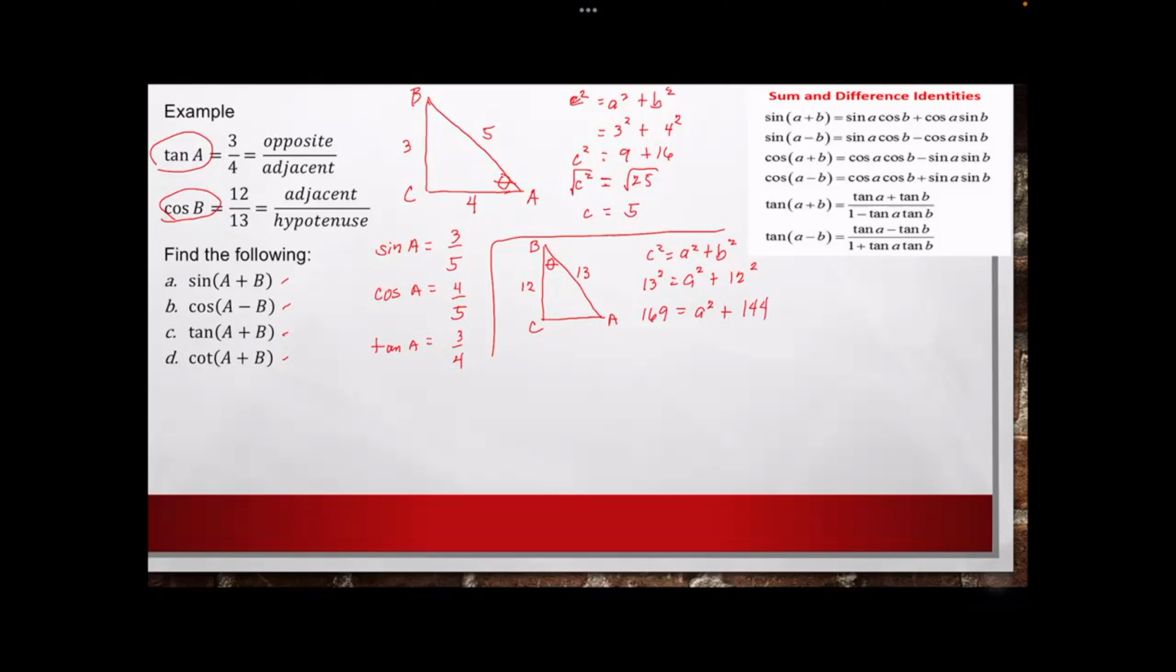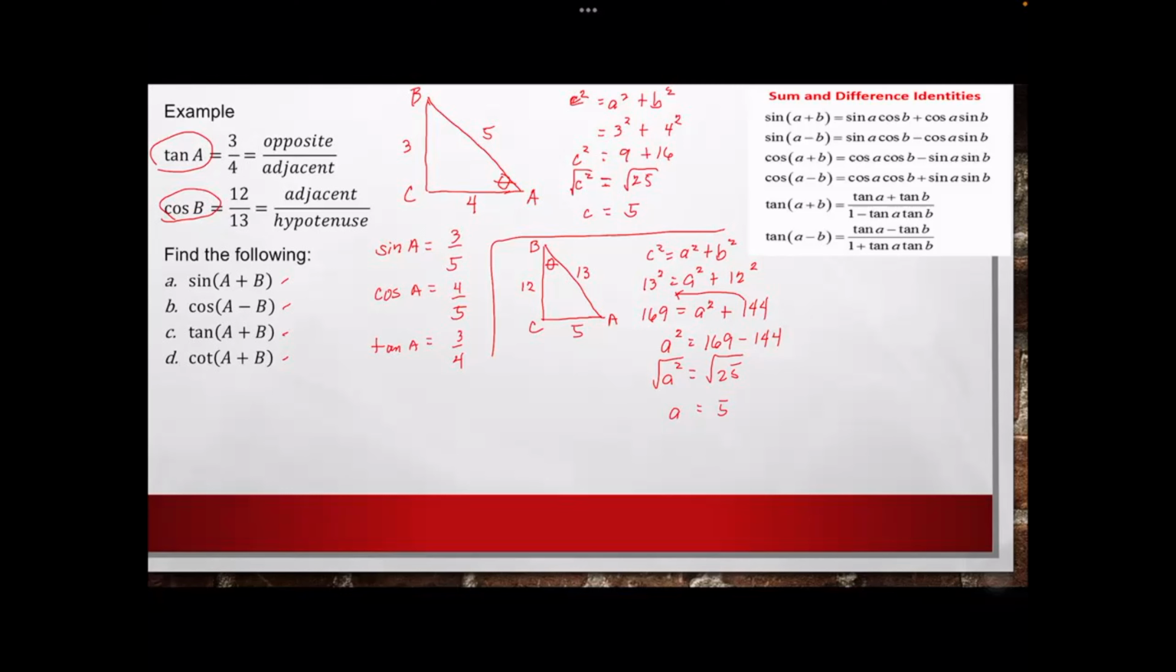By transposition, magkakaroon tayo na lipat natin ito dito. So this will be a squared is equal to, so what will be the a squared? 169 minus 144 is 25 po. So taking the square root, yung a mo is also 5. So this is 5. Sin A, cosine A, tan A.